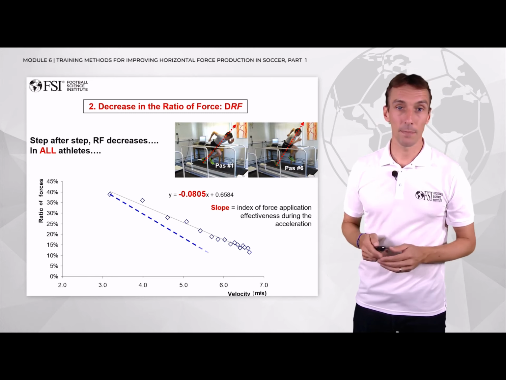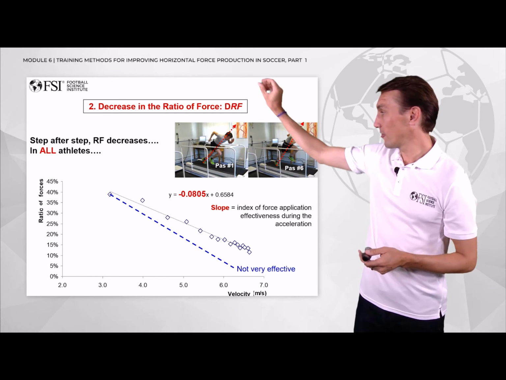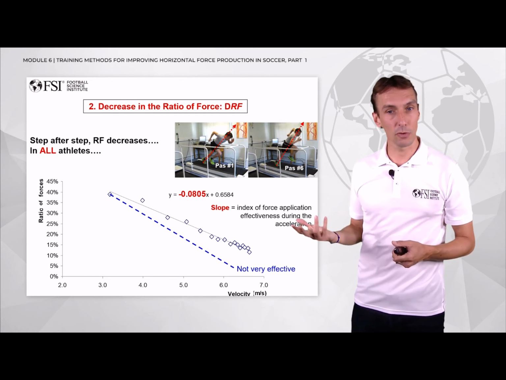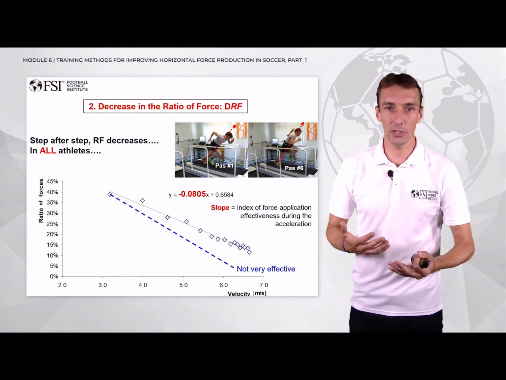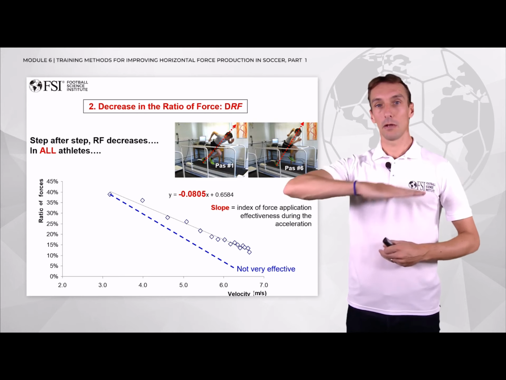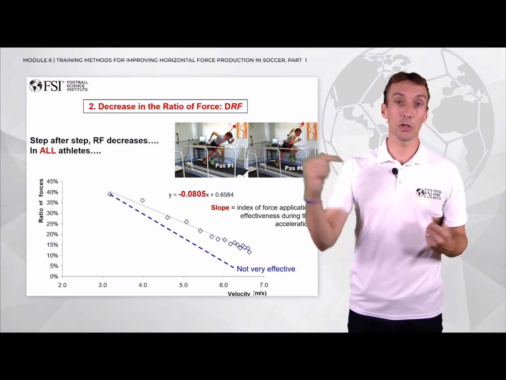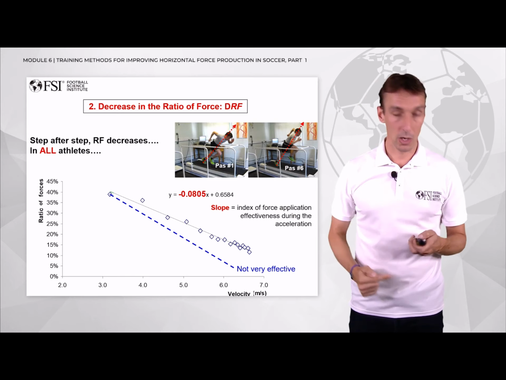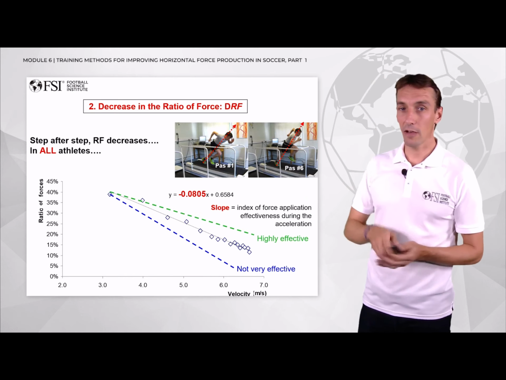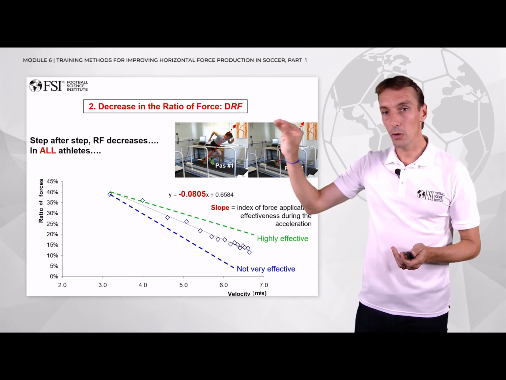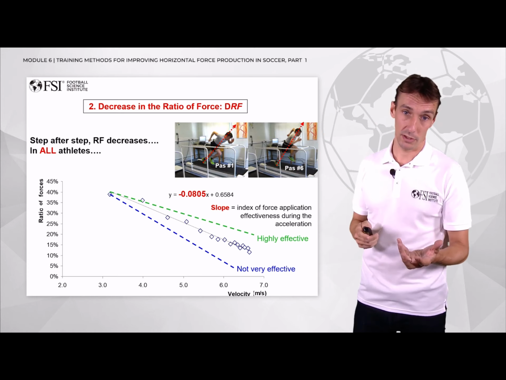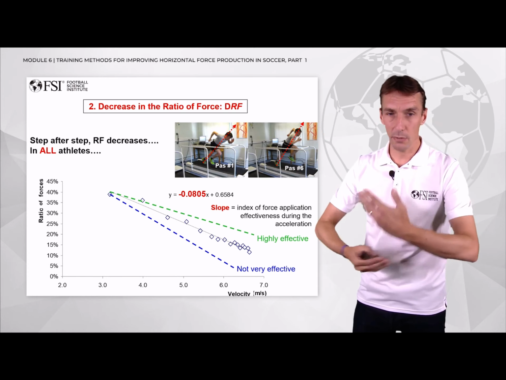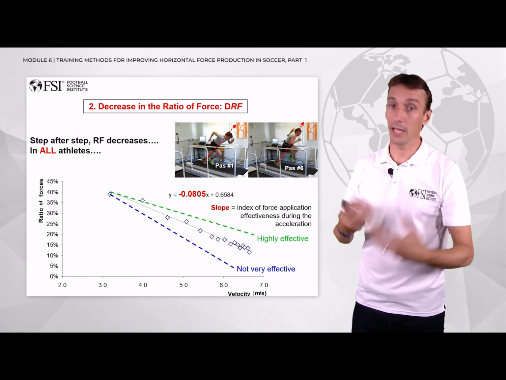To summarize, if I have a very fast decrease in the ratio of force, I am not very effective, because it means that during my acceleration, I will very quickly get upright and I will not push horizontally anymore. On the opposite, if I have a very slow rate of decrease of the ratio of force, I am very efficient. It means that my acceleration will be longer and better.